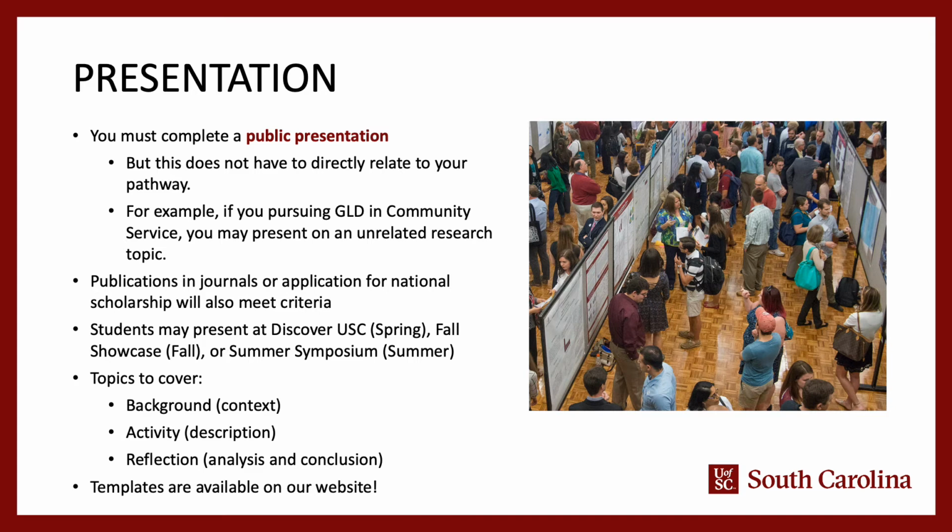Other alternatives include academic publications in peer-reviewed journals, and for this we'll also need a copy of your publication, or nominated scholarship application materials. These include the Truman, Rhodes, Marshall, Goldwater, Udall, Mitchell, Fulbright, and Boren. You don't actually have to be awarded these scholarships as they're fairly competitive, but if you do go through the interview and application process, we will accept your application materials as an alternative.